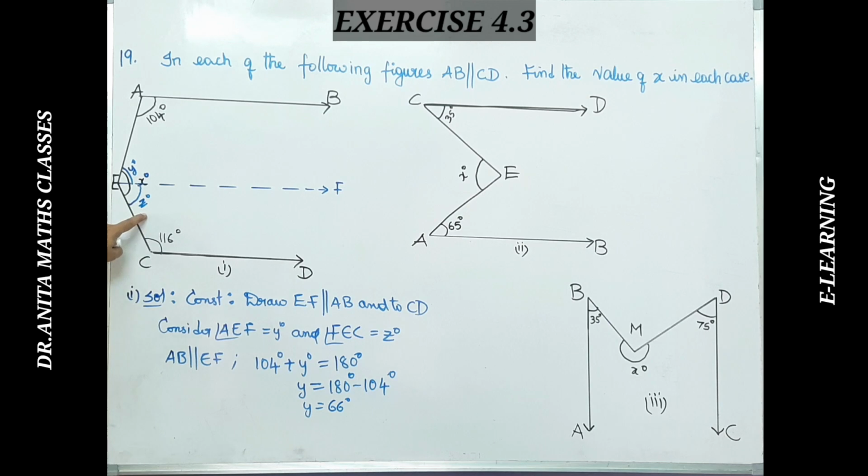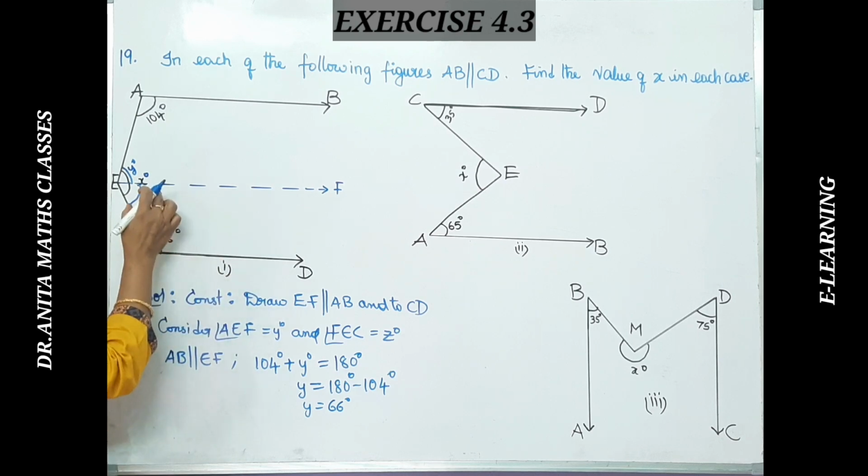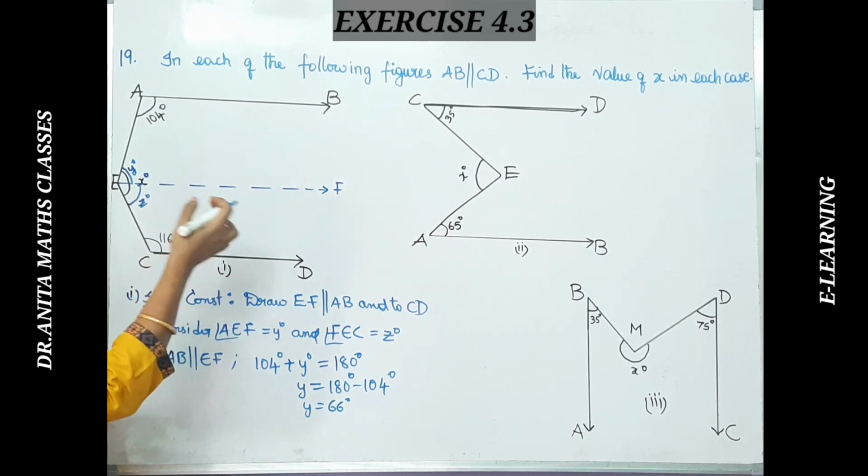And we will find the z angle. But here asked only x angle. x is nothing but y plus z. I had bifurcated it. So now here we will find these two. EF is parallel to CD. So z plus 116 equals 180.